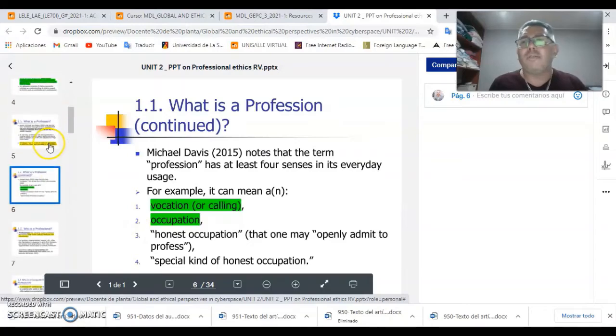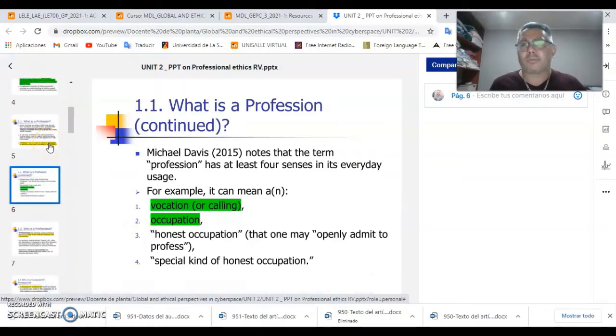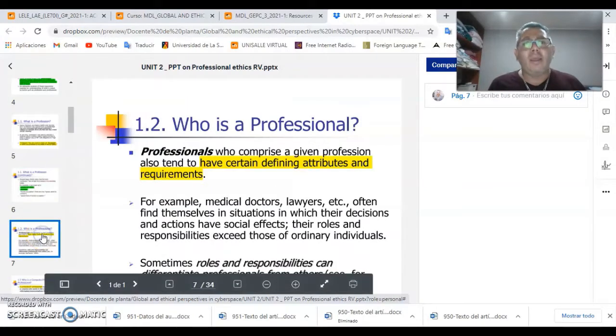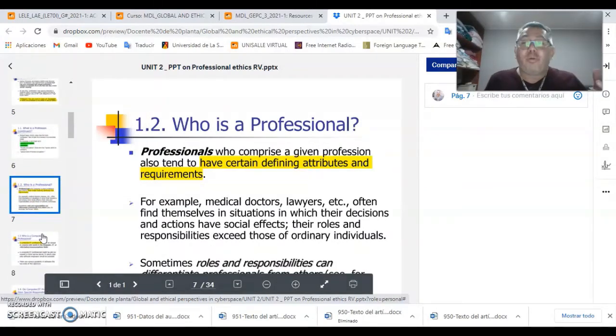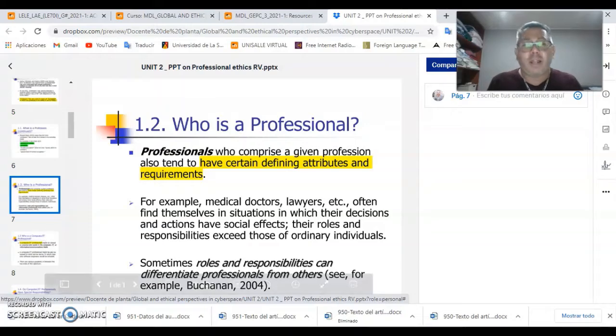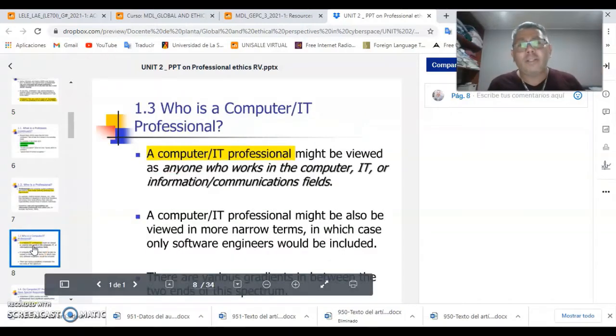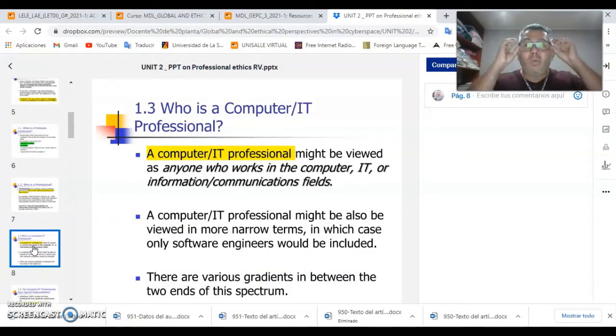We have the opportunity of talking about what is a profession and how we understand professions today. Related to what is a profession, it's the idea of what is a professional. And connected to what is a professional, specifically, what happens when we professionals use information technology and computers.